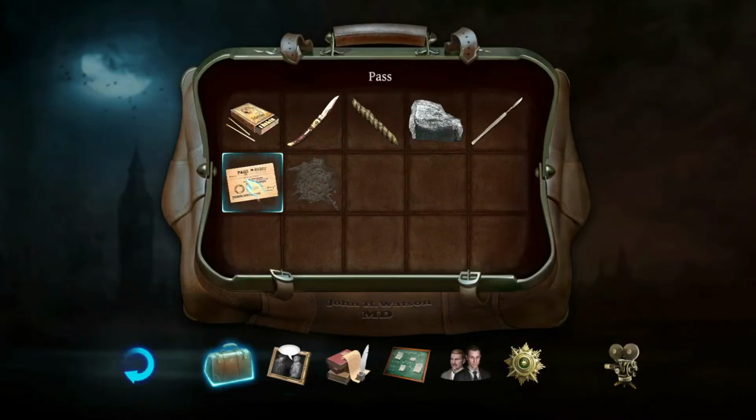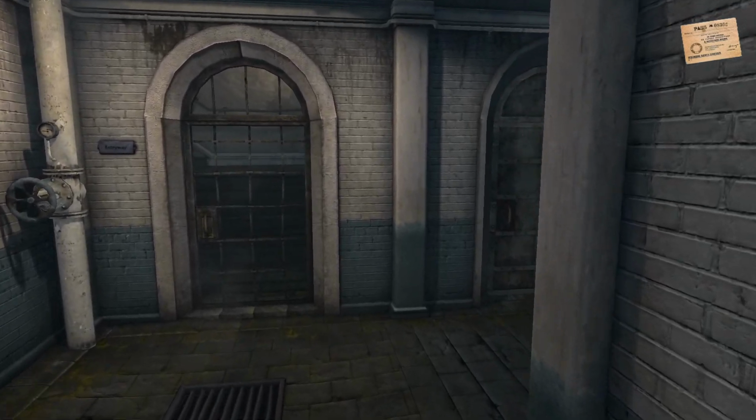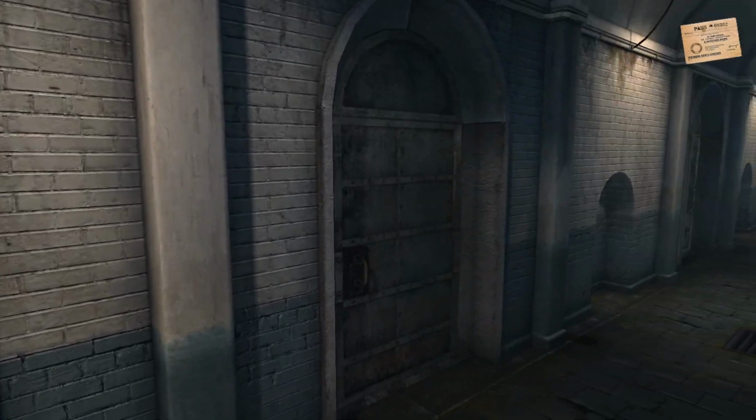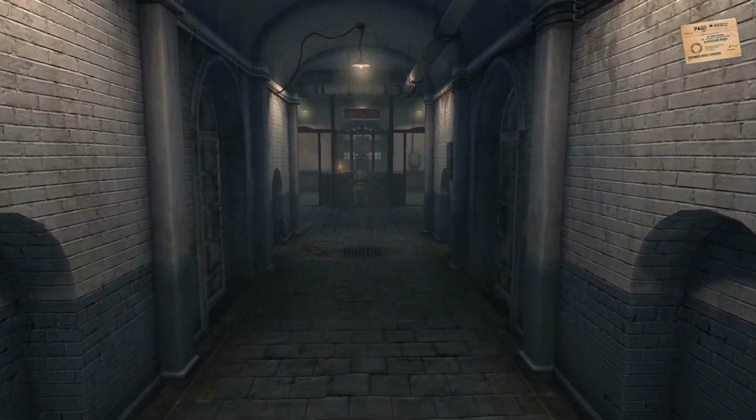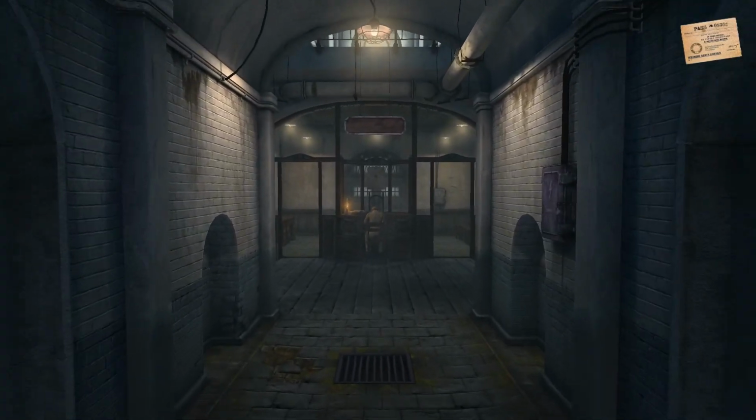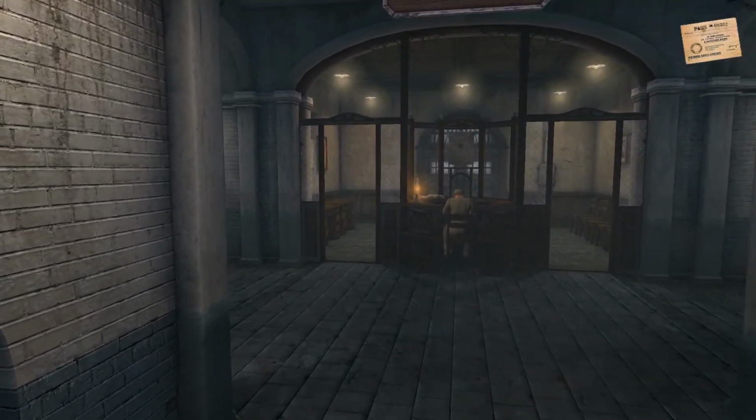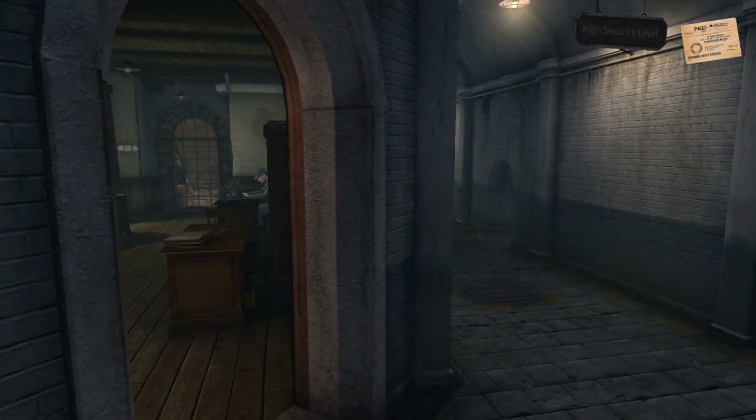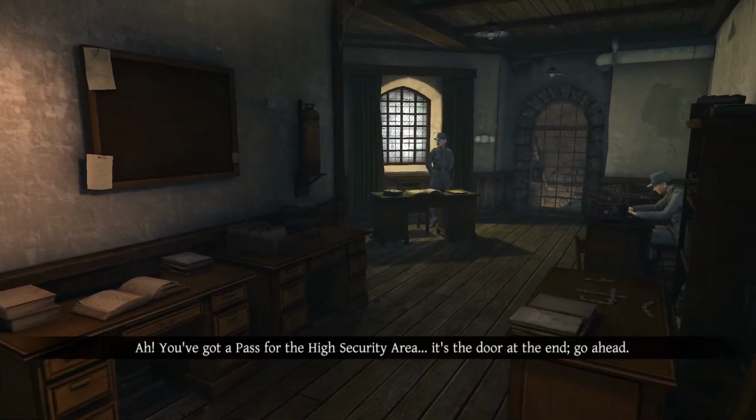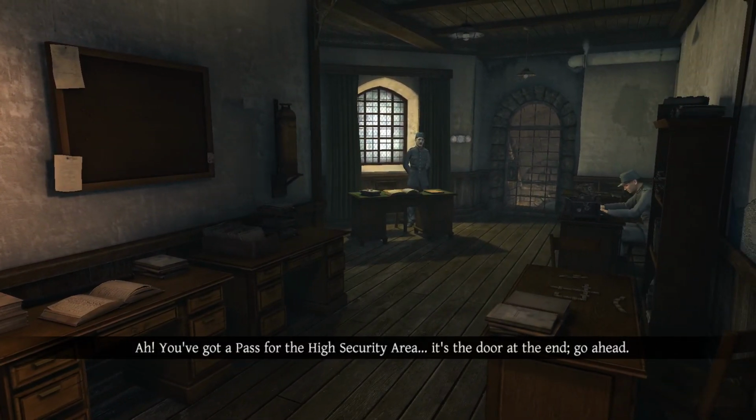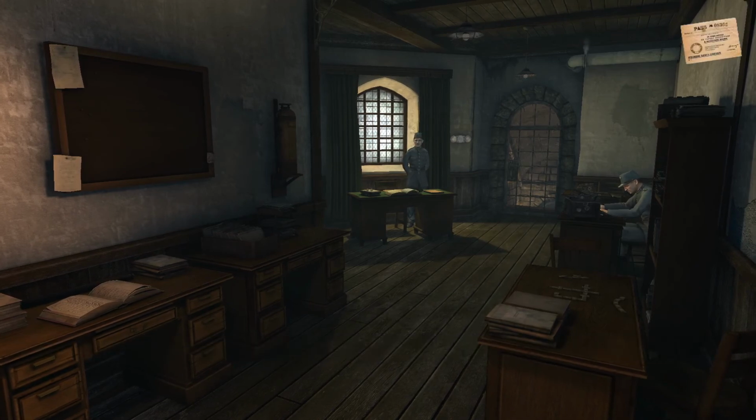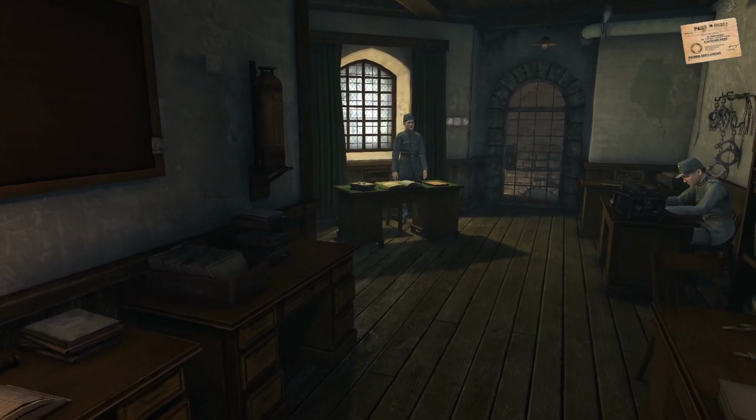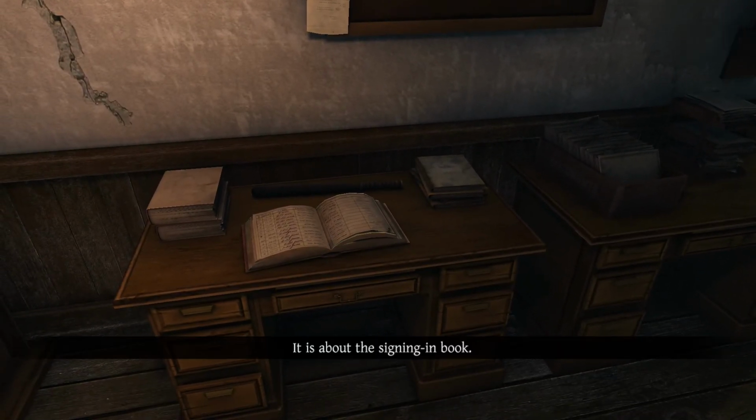So, what does it say? Can I actually investigate it more? No. Quite a lot of hissing sounds. Now that was interesting, screeching sound. So I'm guessing we go through here. Ah, you've got a pass for the high security area. It's the door at the end. Go ahead. Okay, that was quite easy. You mean this door or the other? Can I actually... Ooh. It is about the signing in book.